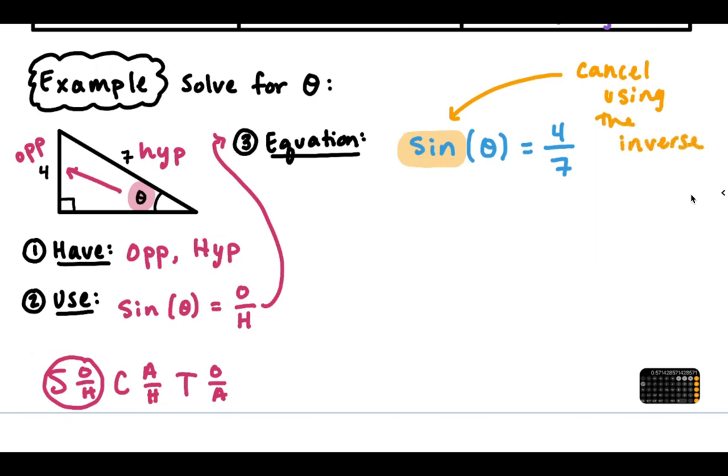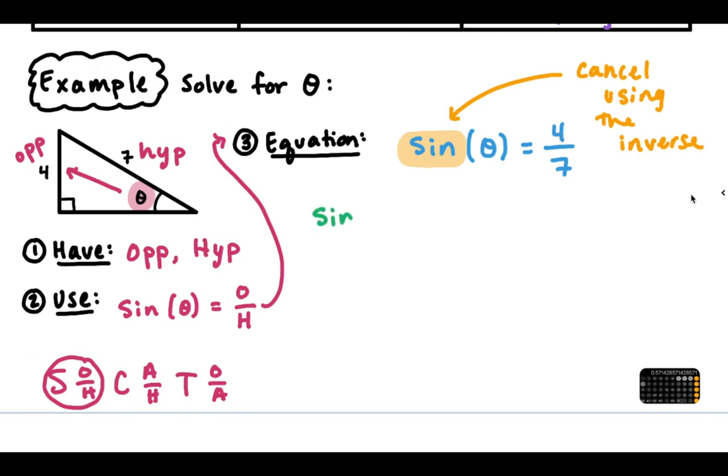Okay, so here's what that's going to look like. I'm going to do the inverse to both sides. So I'm sort of going to wrap sine inverse around everything on the left. And then if I do that to the left, I also need to do it to the right. So I'm going to wrap a sine inverse around the right. And here's what that looks like.